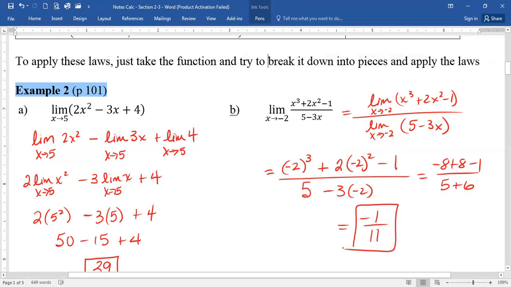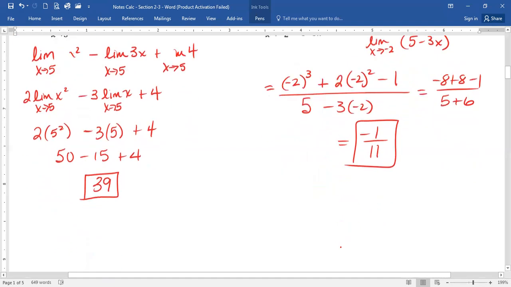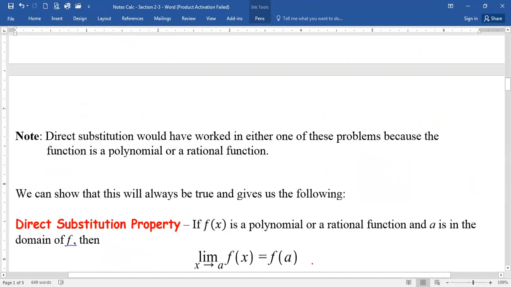Okay, that's our answer. Okay, so questions there? And that's what I have a note about on the top of the next page. Direct substitution would have worked in either one of these problems because the function is a polynomial or a rational function. And remember, a rational function is just the quotient of 2 polynomials.